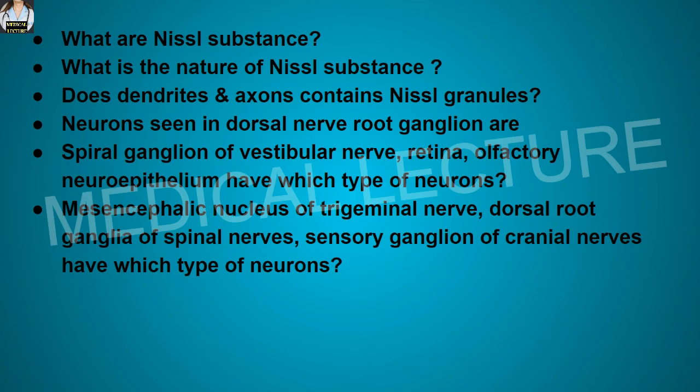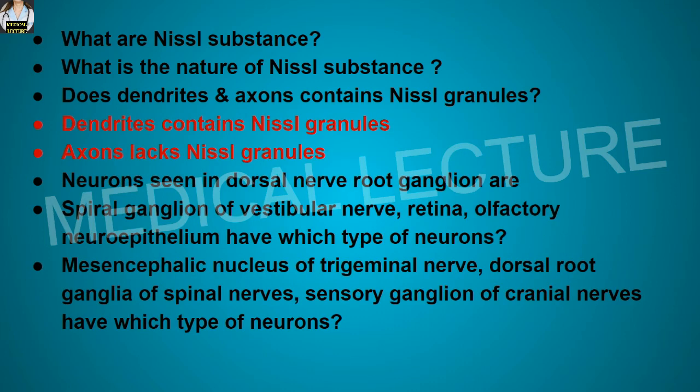What are the Nissl granules, or the Nissl substance? They are the aggregates of the rough endoplasmic reticulum. What is the nature of the Nissl substance? They are acidic in nature. Do dendrites and axon contain the Nissl granules? Dendrites contain the Nissl substance, while the axon lacks Nissl granules.